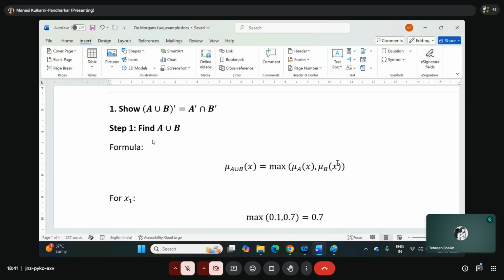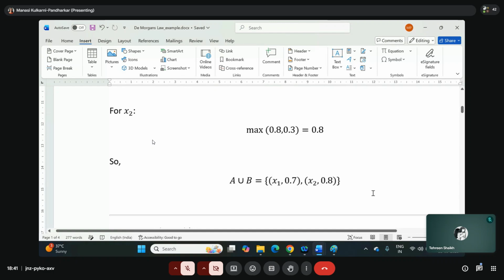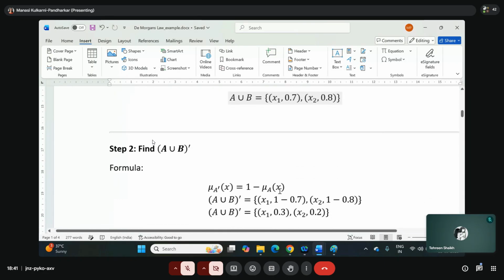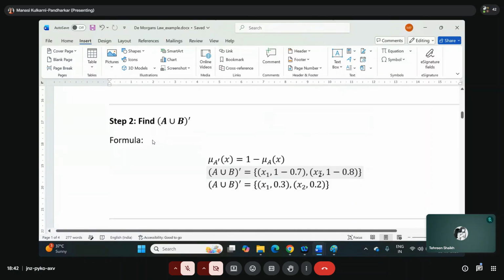Okay, how many of you have written this? Tell me first of all, have you written the formula? So we are finding first of all the A union B. So we got the A union B like this. Am I right, all of you? Right. Now find out the complement of this. So A union B का complement करना है. कैसे करोगे बोलो? So 1 minus 0.7 and 1 minus 0.8. So can I say A union B का complement in the fuzzy set will be 0.3 and 0.2? Are you with me?